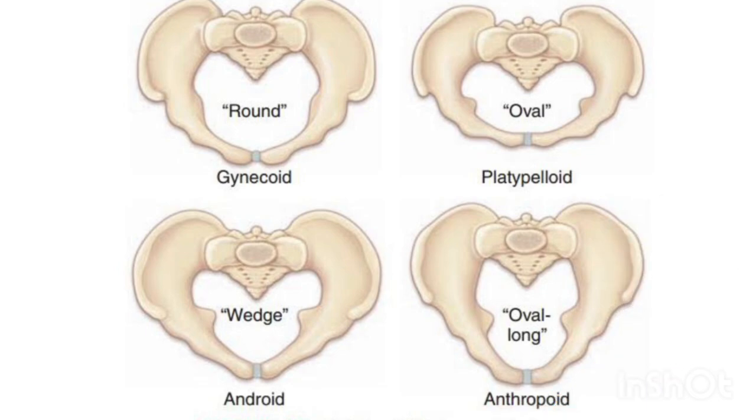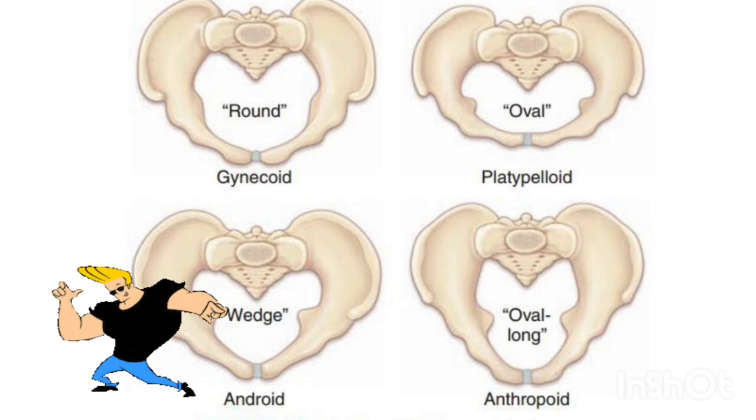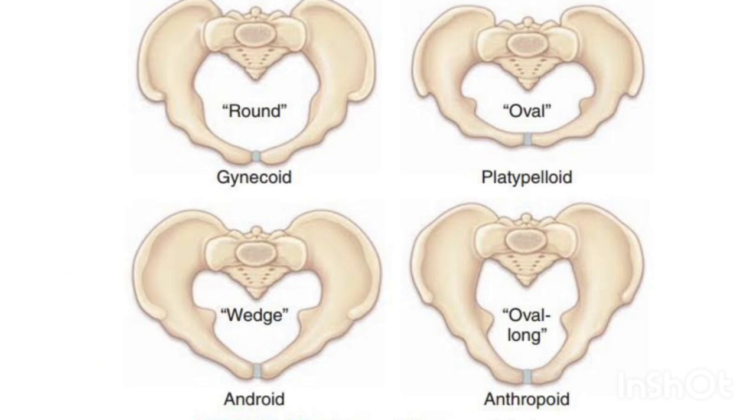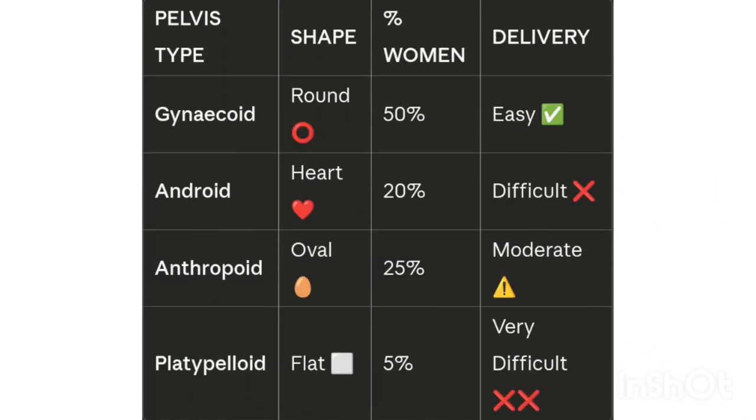Very, very important. The android is found in about 20% of females, but it's a male type of pelvis. Very, very important. Android is a male type of pelvis. So that's just a little bit about what the types of pelvis involve. You understand?